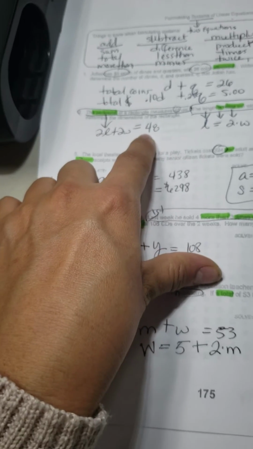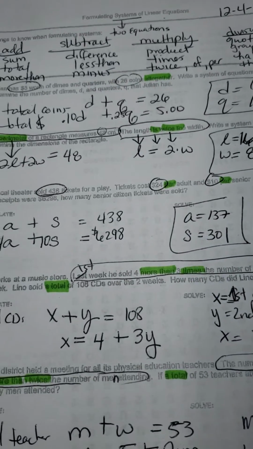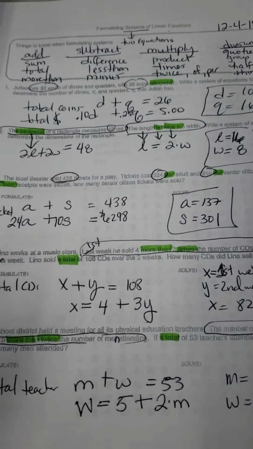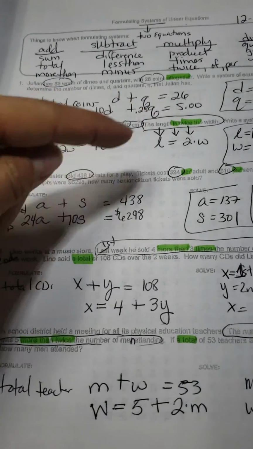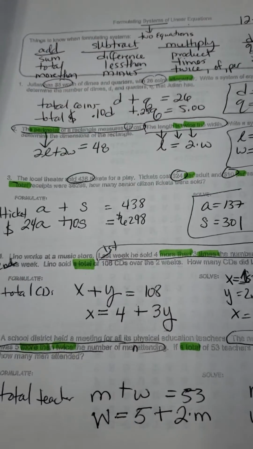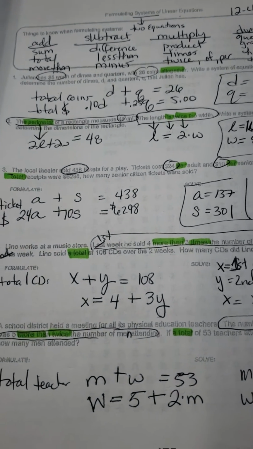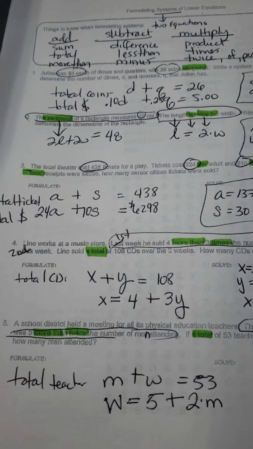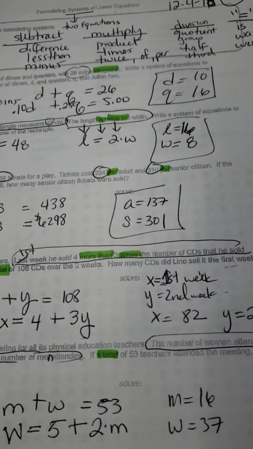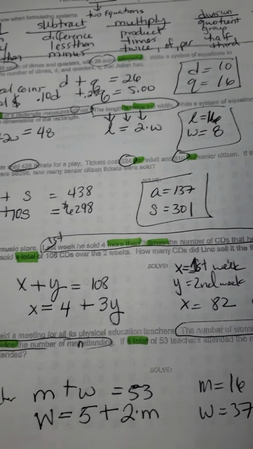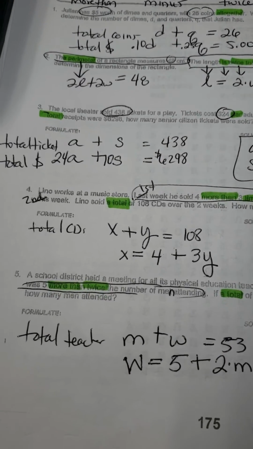That's our first equation. Then our second equation, you follow exactly what it says. Length L equals twice, 2 times the width. So you're looking for those keywords, and then you just put them in the calculator, and it gives you the length and the width.